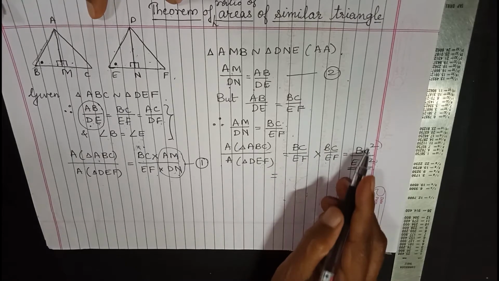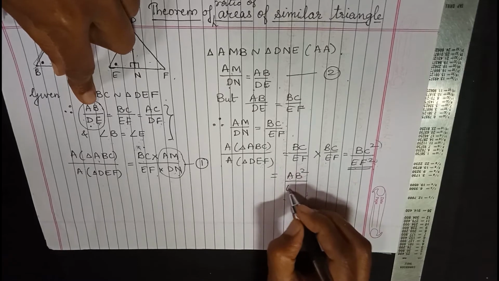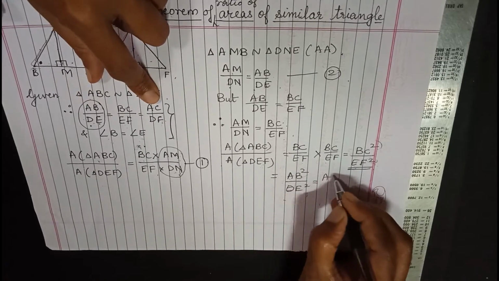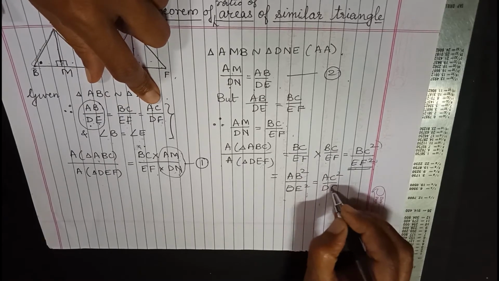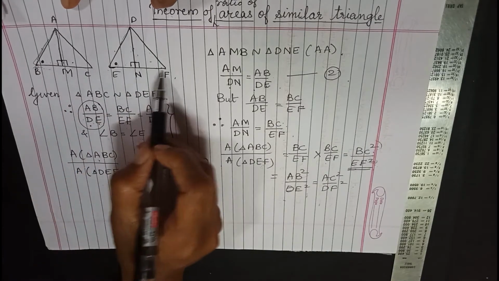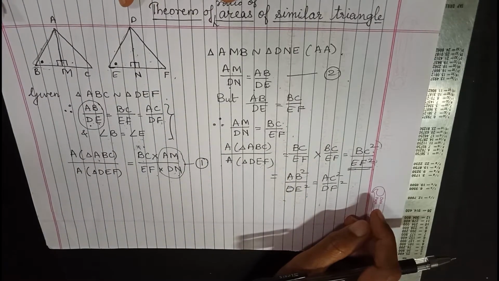So this can be true not only for this, it will be true for this also, that it can be AB square upon DE square. It can be even AC square upon DF square. Not only one side, but it will be the ratio of squares of all the three pairs of the sides. So this is the theorem of ratio of areas of similar triangles.